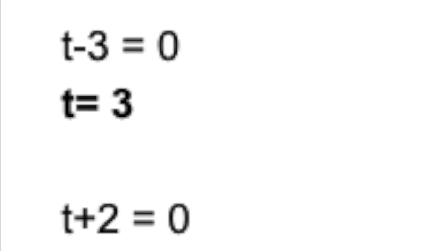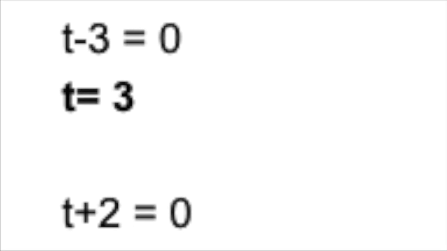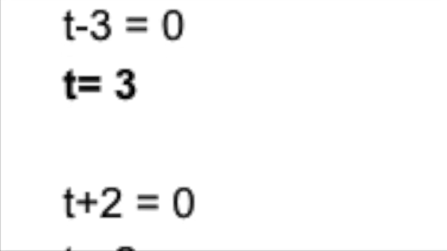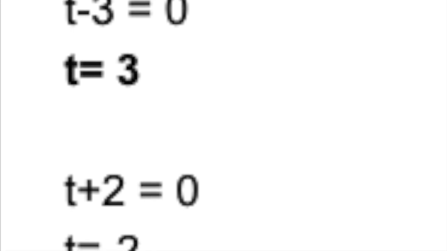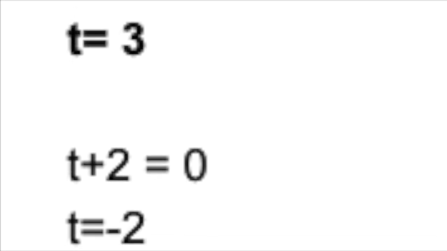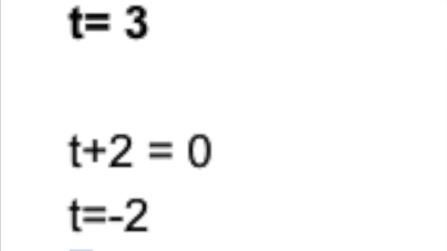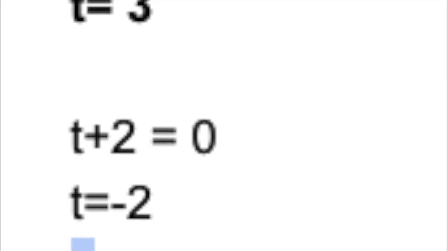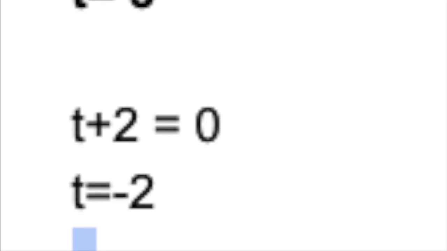But when trying to figure out when the ship returns to the harbor, I'm going to look at my factored equation and see that my two terms are t minus 3 and t plus 2. We're going to set t minus 3 equal to 0, so then t equals 3, and we're going to set t plus 2 equal to 0, so it will be t equals negative 2. At this point, I know that the ship is going to return to the harbor after 3 hours because it can't be 2 because it's negative.